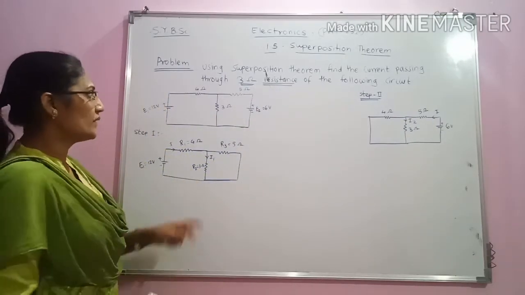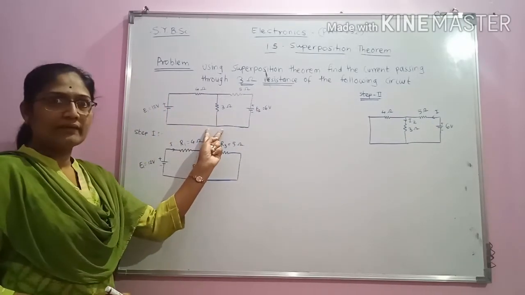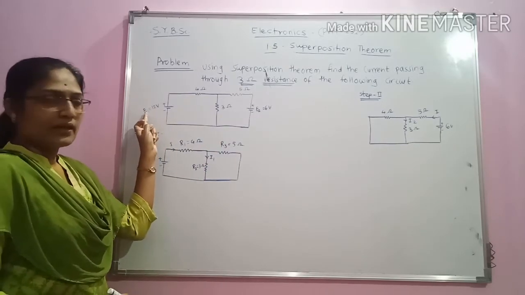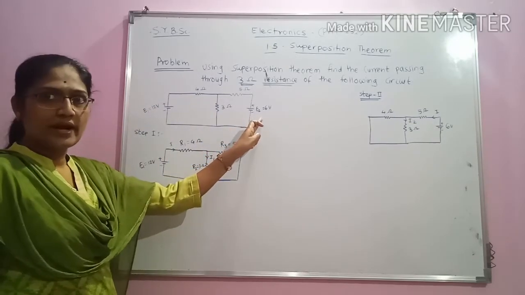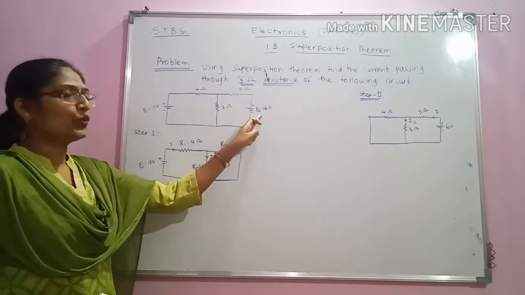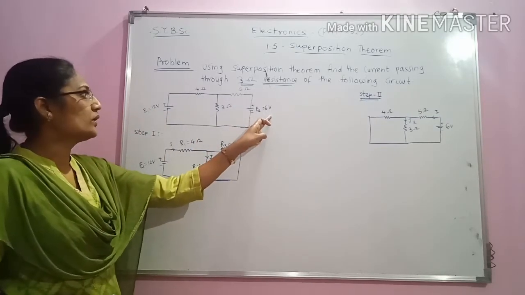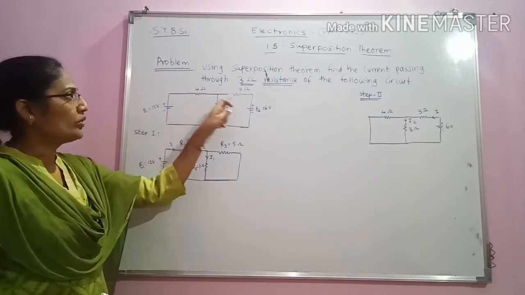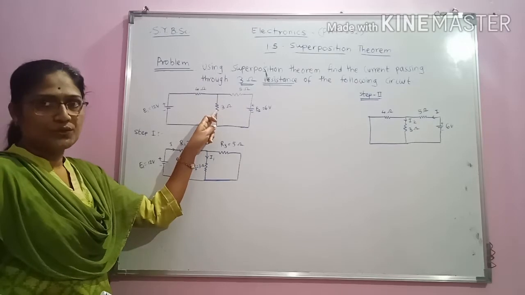A circuit is given. This is a linear bilateral circuit. It consists of two voltage sources, E1 and E2. E1 value is given as 12 volt and E2 value is given as 6 volt. Then there are three resistances given as 4 ohm, 5 ohm and 3 ohm.